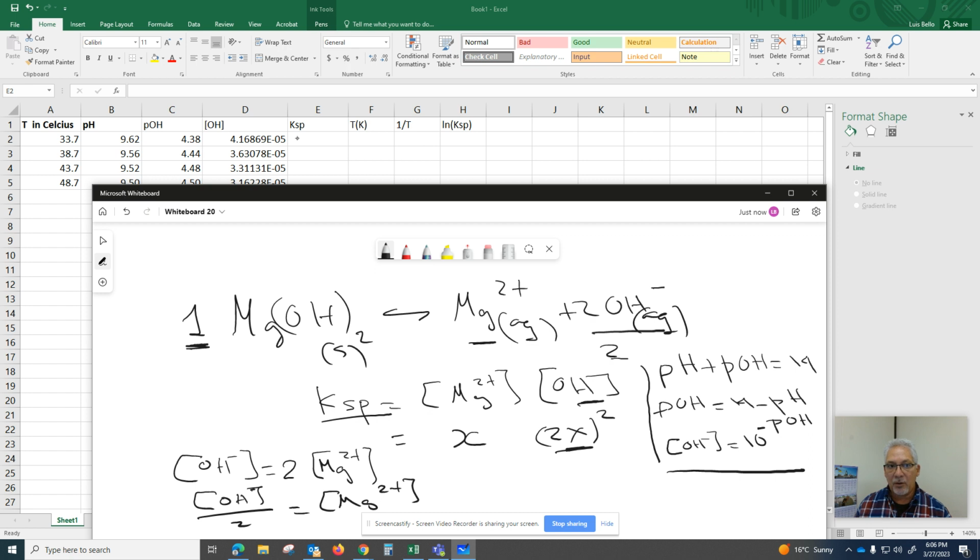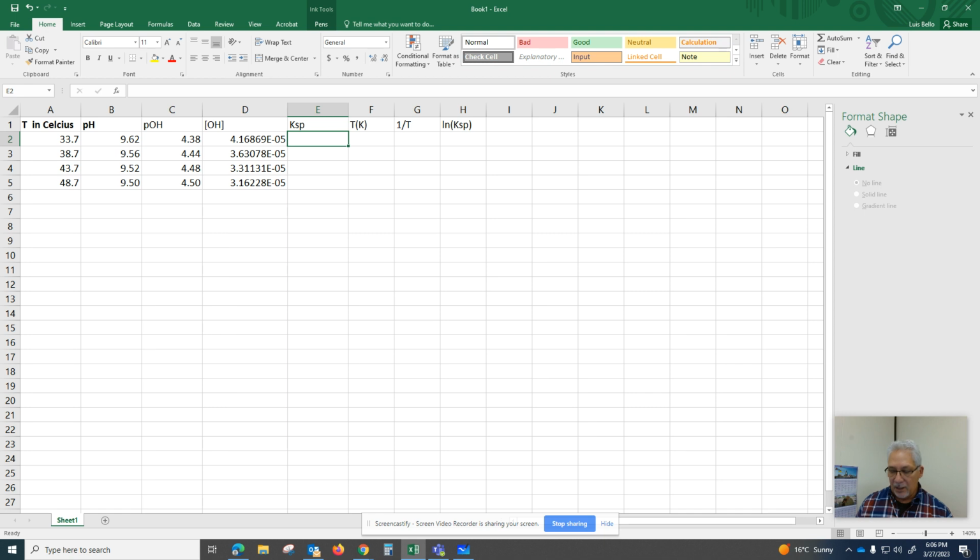So let me go to the formula. I will say equal this value divided by 2. That will be the magnesium concentration. Let me put parentheses because that will be easier to do. Then I have to multiply by D2 again, because D2 is the concentration of OH, but D2 has to be raised to the power of 2.